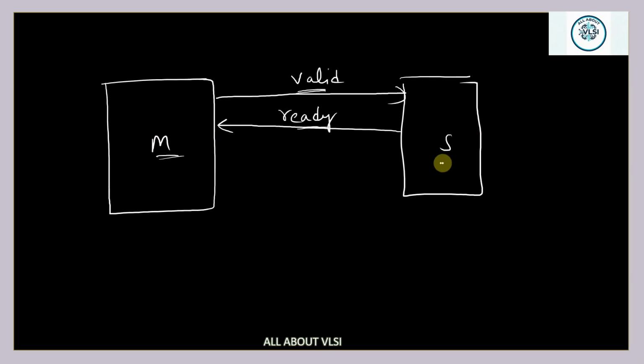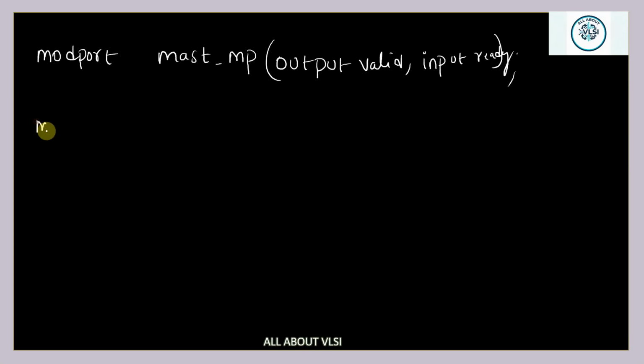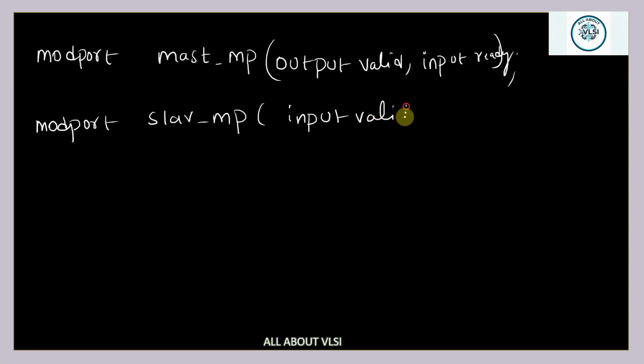And if I'm going to write the modport for my slave, what do I write? Modport slave_mp, and with respect to my slave, valid is input, so input valid and output ready. This is how I give the directions with respect to my module. Followed by endinterface.